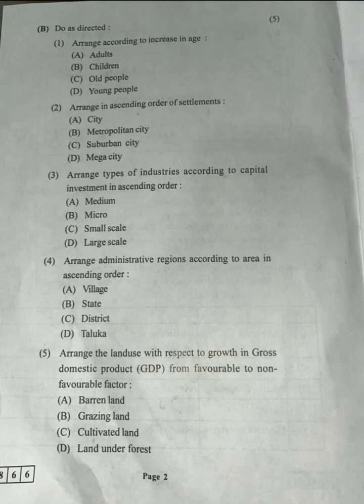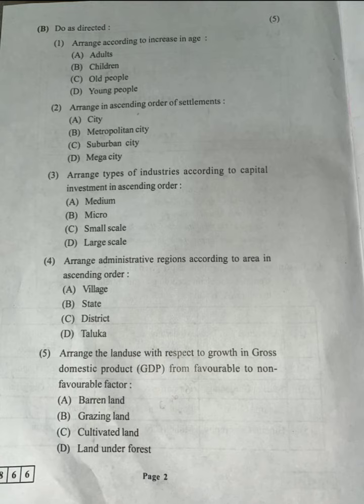Next is arrange the land use with respect to the growth of gross domestic product, that is GDP, from favorable to non-favorable. So favorable land is that land where agriculture takes place and the crops are grown, and non-favorable land is that land where agriculture and crops are not done. So the most favorable land in all four options is cultivable land. So any cultivated land is considered as the favorable land.